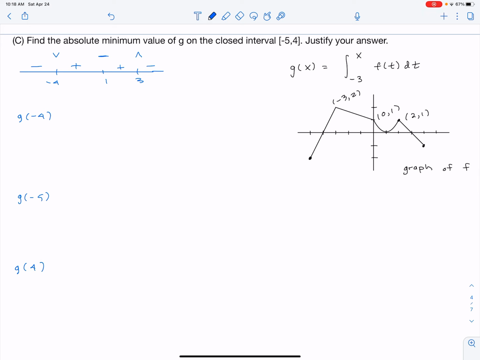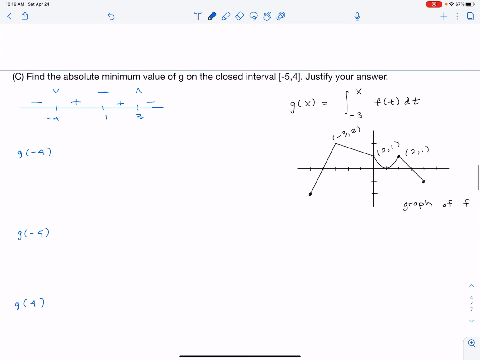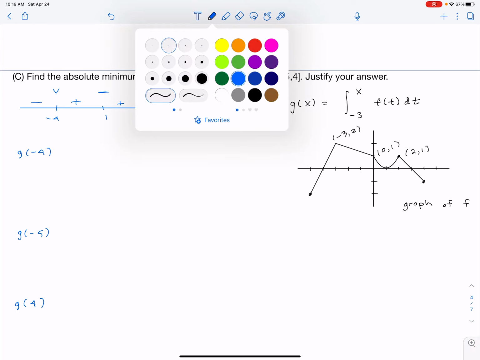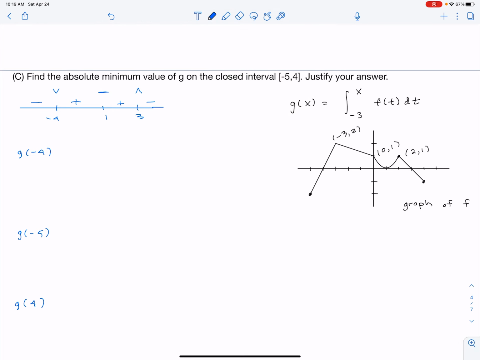Because we're looking for the absolute maximum, when I evaluate these, whichever one gives me the biggest number, the largest number, is going to be my maximum. So let's go figure out what each of these are. So g of negative 4. Where is g of negative 4?